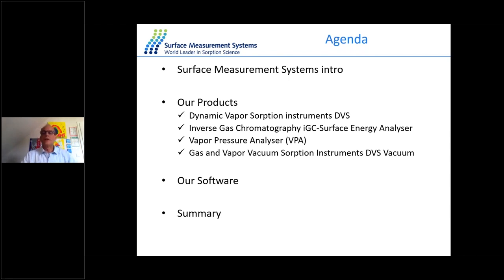About our products: we have dynamic vapor sorption instruments. We have inverse gas chromatography, mainly a surface energy analyzer, but it can do much more. We have the vapor pressure analyzer for solid vapor pressure measurements, and the DVS vacuum system, which is more for microporous and mesoporous materials. We develop the software in-house.